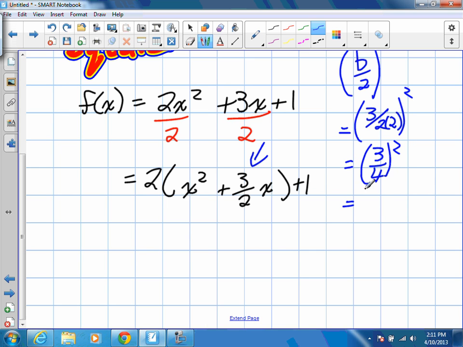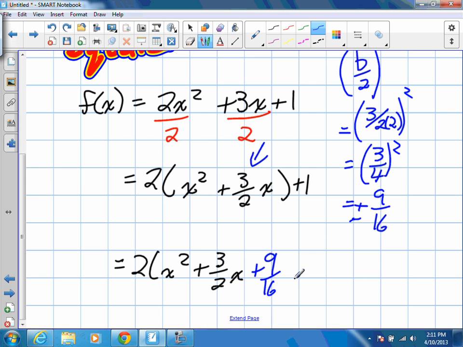So 3 times 3 is 9. 4 times 4 is 16. So this is the value. I'm going to add and subtract 9 over 16. I haven't had to use a calculator yet. These are all relatively easy numbers to work with. 2, x squared plus 3 over 2x. Then we add 9 over 16 and subtract 9 over 16.